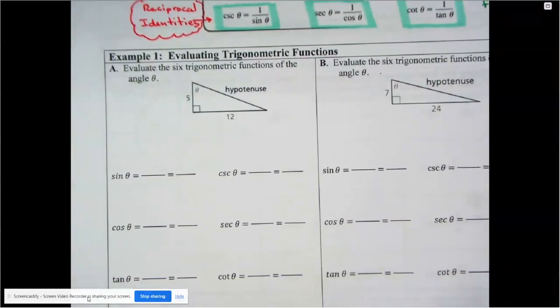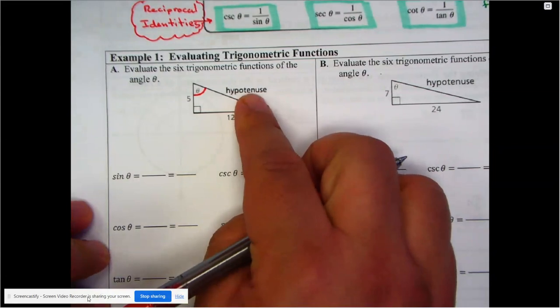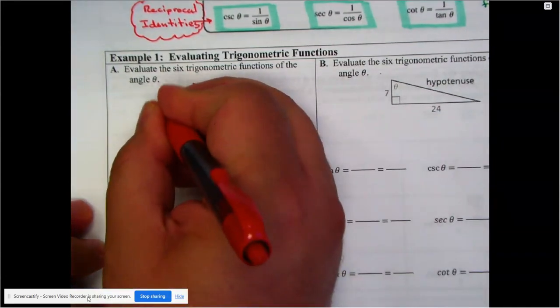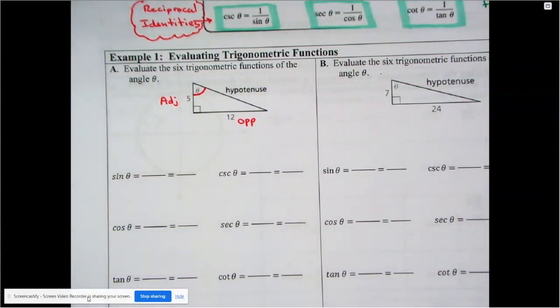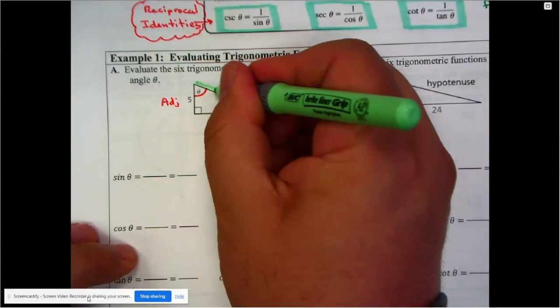All right, let's try these two problems right here. So it says evaluating trig functions. But remember, if this is my theta, they already told me who the hypotenuse is. This is the opposite. This is the adjacent. But we have a little bit of a problem. If you notice, they never really told me who the hypotenuse is. We don't have that number.